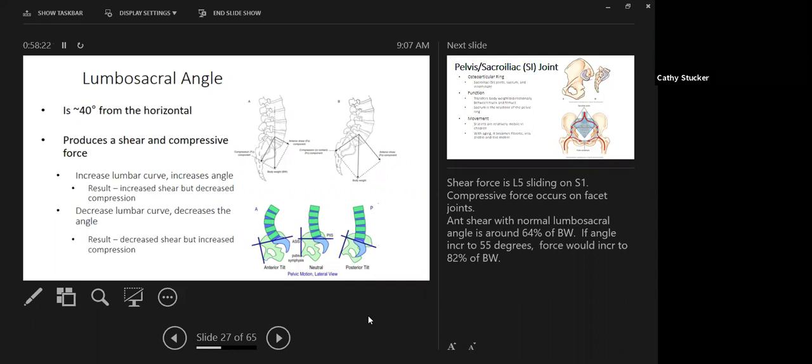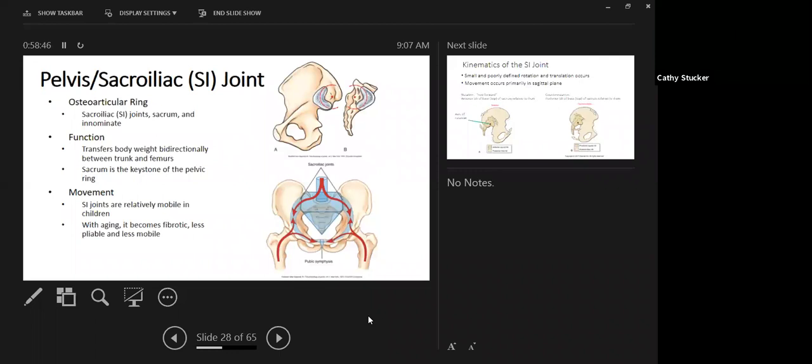The anterior shear force from a normal lumbosacral angle is about 64% of your body weight. If you increase that angle from 40 to 55 degrees, the force could increase to about 82% of body weight. So it really, really, really puts the onus on the muscle control to keep things in place. And on the ligament support.